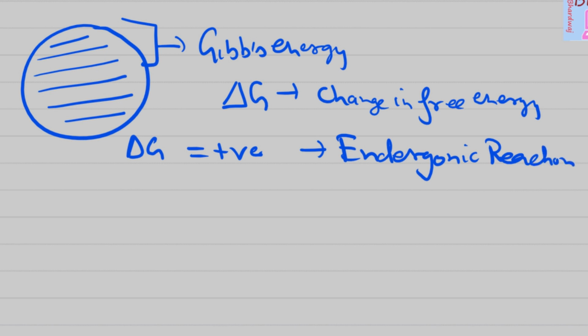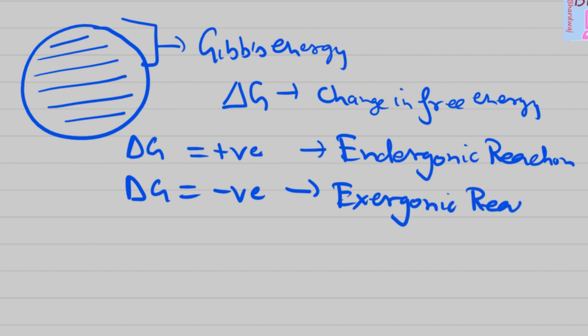Another important thing: if the reaction has a value of delta G that is negative, what is going to happen in those reactions? The reaction is going to give away energy to the surroundings. Such reactions release free energy into the surroundings, and they are also known as exergonic reactions. So hopefully it is clear to you what an endergonic reaction is and what an exergonic reaction is.